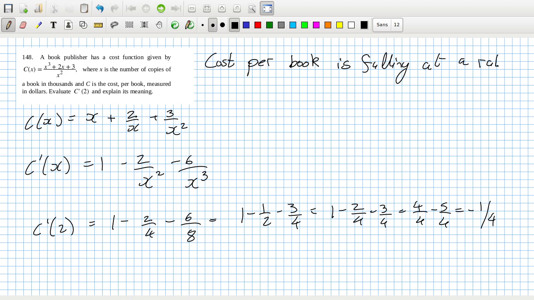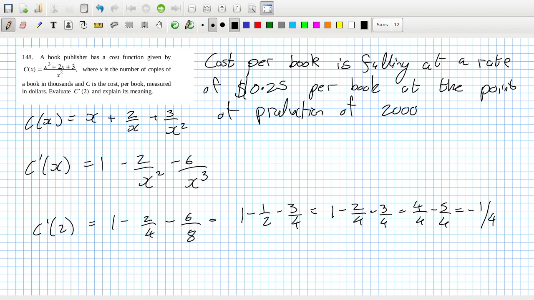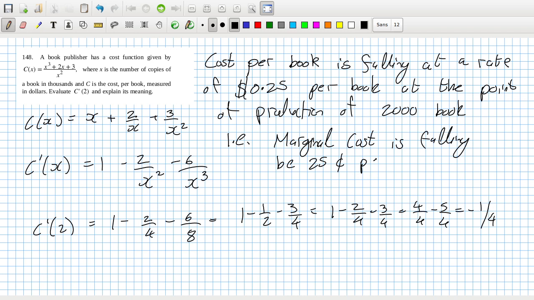at a rate of 25 cents per book at the point of production of 2,000 books. In economics, I think you call that the marginal cost. The marginal cost is falling by 25 cents per book beyond 2,000 books. Sadly, it's an even one, so there's no answer at the back, but I think that's right.